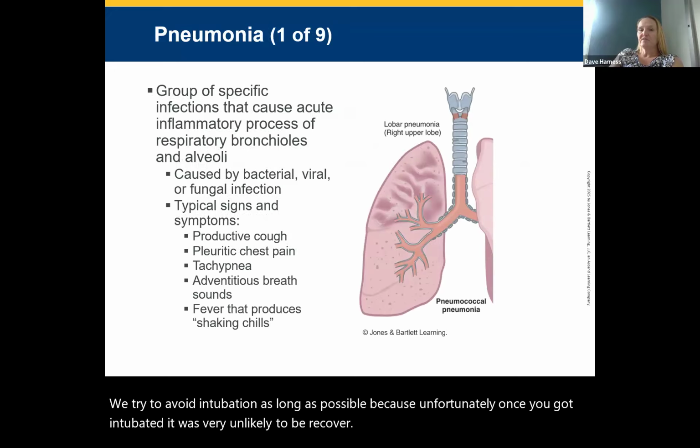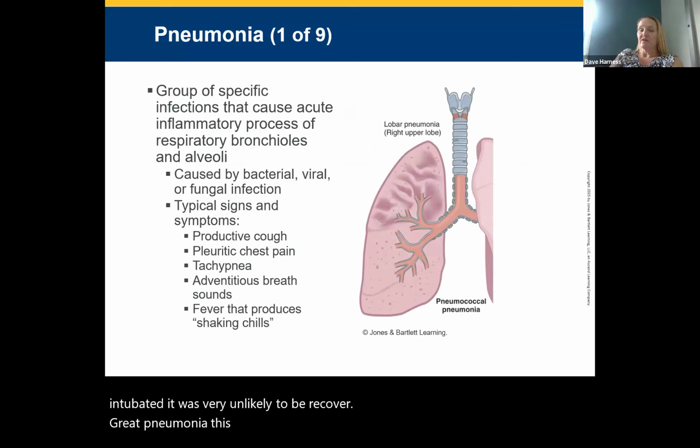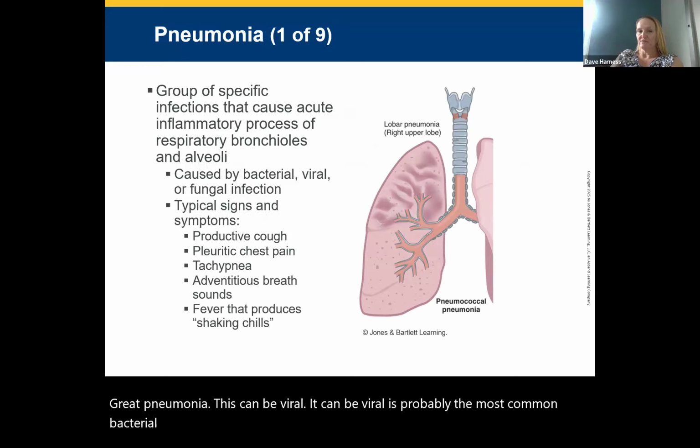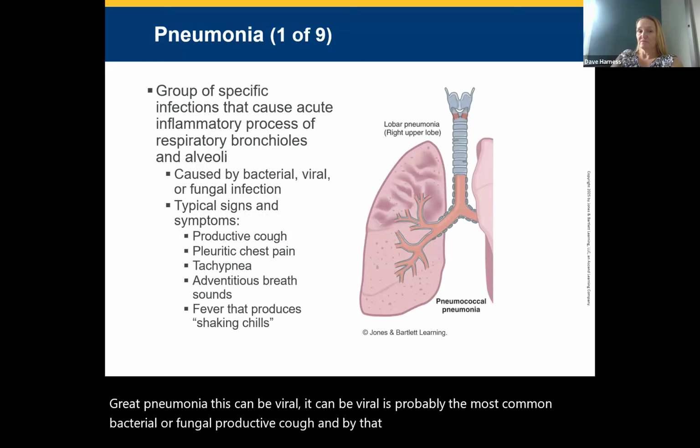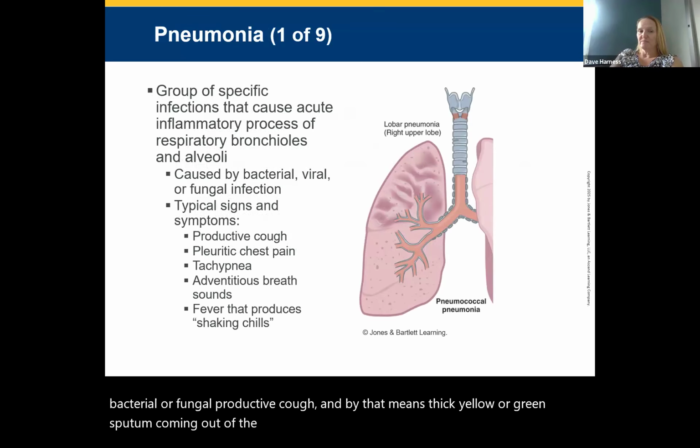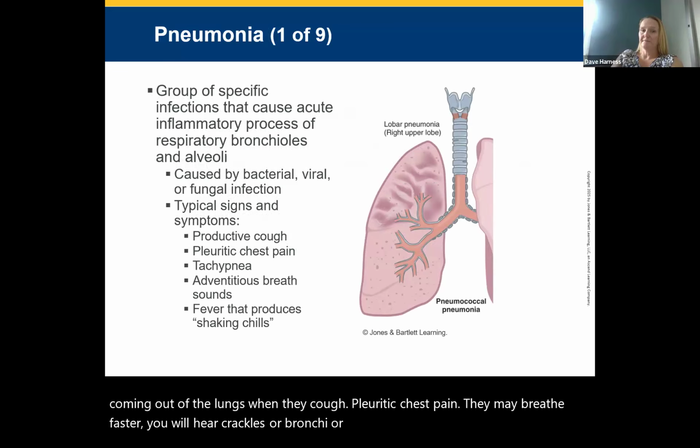Okay, pneumonia. This can be viral, which is probably the most common, bacterial, or fungal. Productive cough, and by that I mean thick yellow or green sputum coming out of the lungs when they cough. Pleuritic chest pain. They may breathe faster. You will hear crackles or rhonchi, or both, and they can have a fever, but not always.